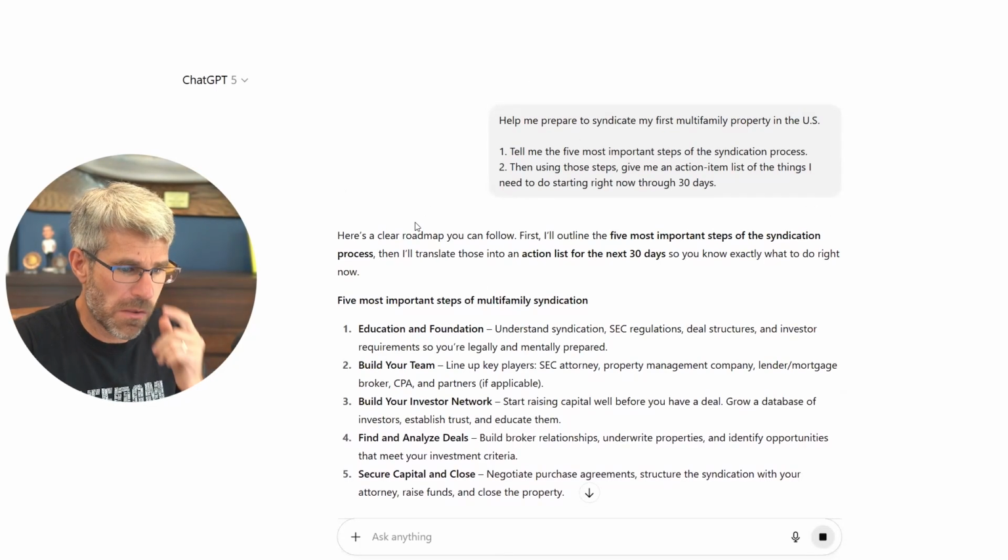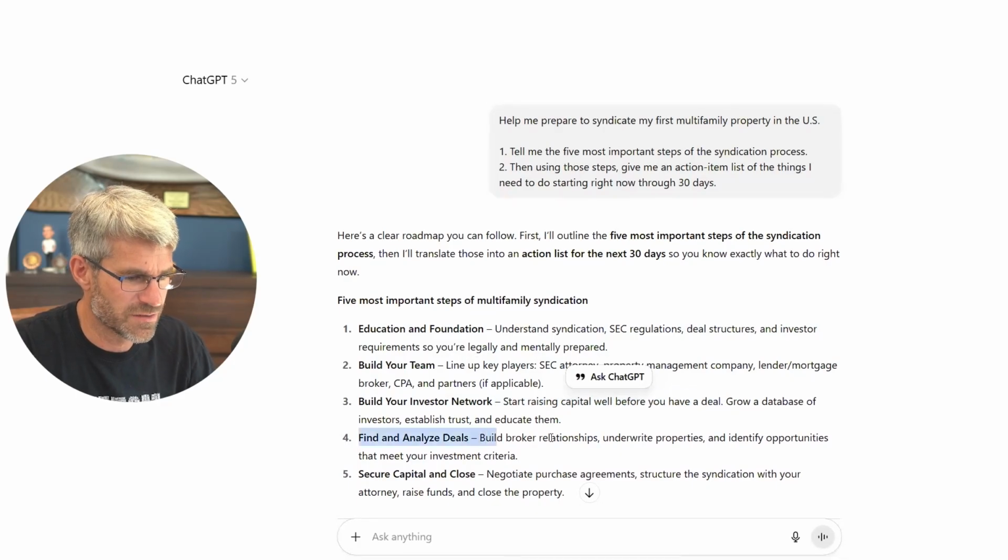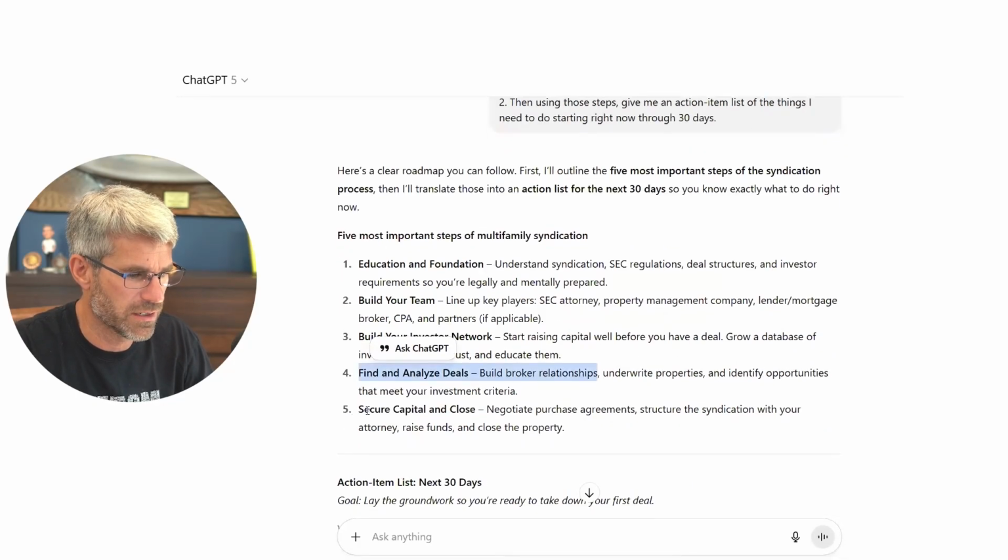All right, let's see what Chat comes back with here. Okay, I want to know the most important steps. Number 1, education and foundation. All right, sounds good. Build your team. We talk about that a lot, actually. Build your investor network. All right, start raising capital well before you have a deal. That's very good. Grow a database of investors, find and analyze deals, build broker relationships, secure capital, and close.